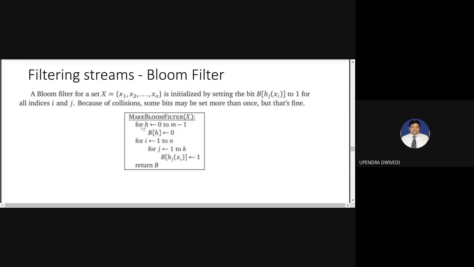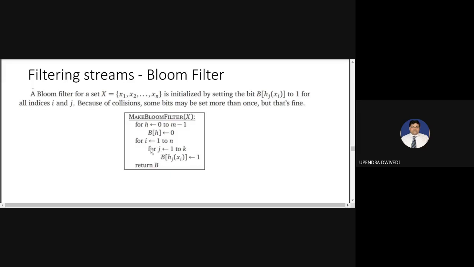If you go to the algorithm, it starts with a variable x from 0 to m minus 1, and we set b of x to 0. What we are trying to do here is initialize the bit array and assign every value inside the bit array to 0. The length of the bit array is 0 to m.